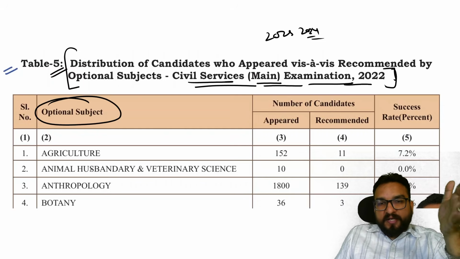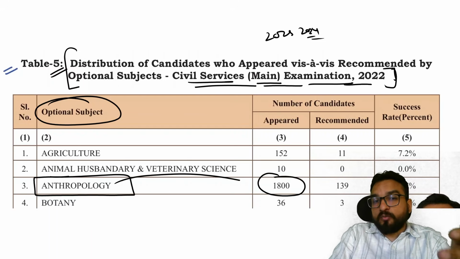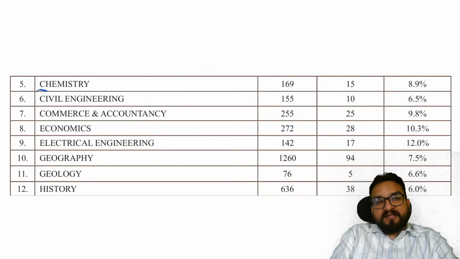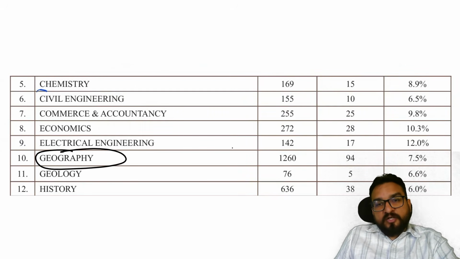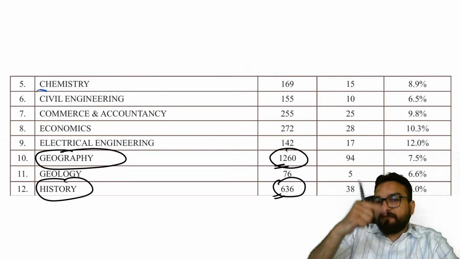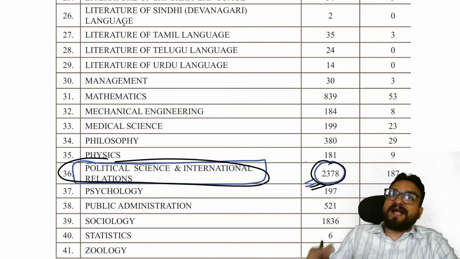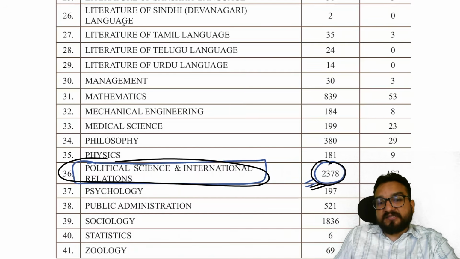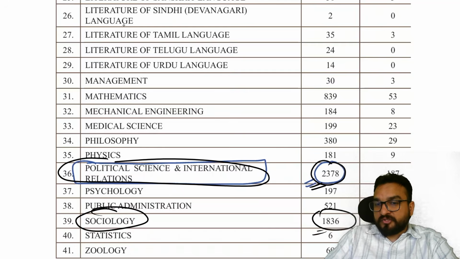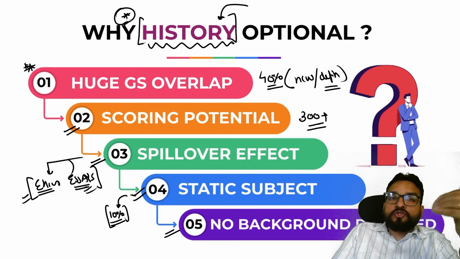Over here you will find some non-technical options which everybody thinks about choosing, like anthropology. You will find 1800 students sat with it in the mains. With geography, 1200 students sat. With history, only 636 students sat in the mains examination. So you can see comparatively less competition, whereas in PSIR 2378 students sat with this optional, and similarly in sociology, 1836 students. So what I was telling you is that there is comparatively less competition if you choose history as an optional.